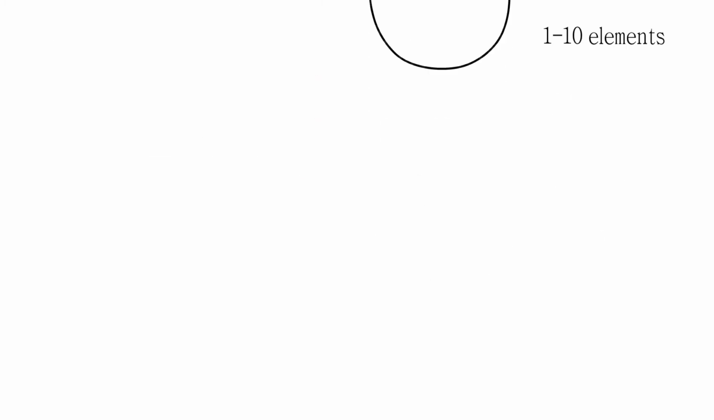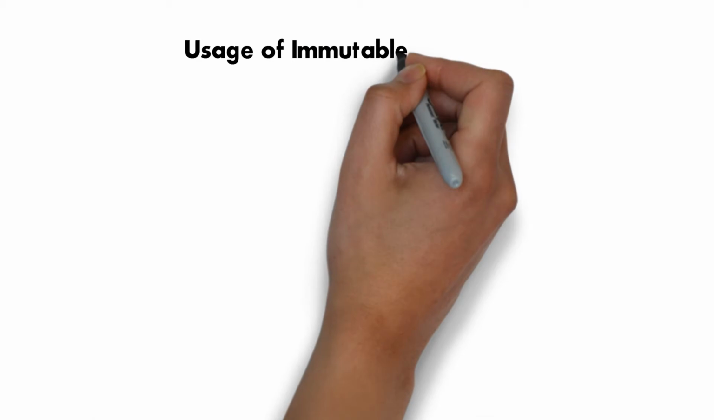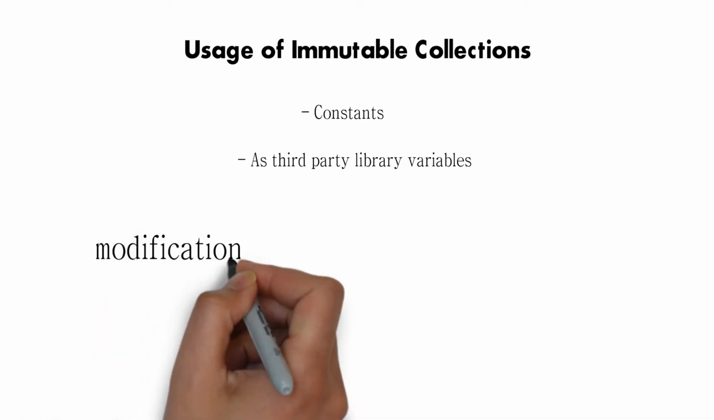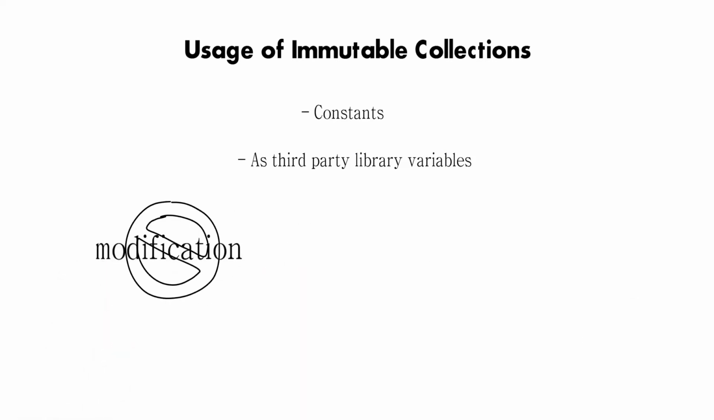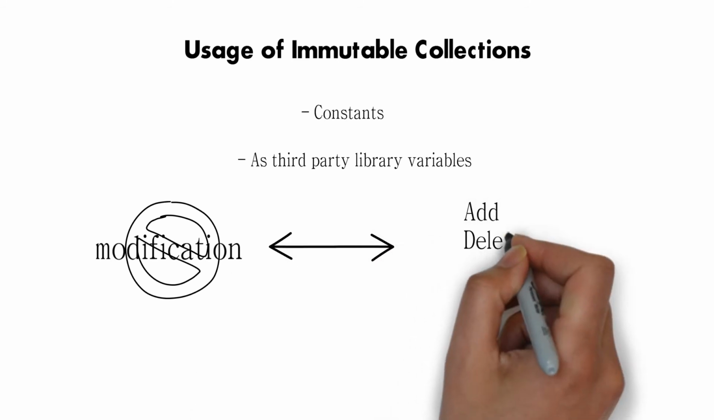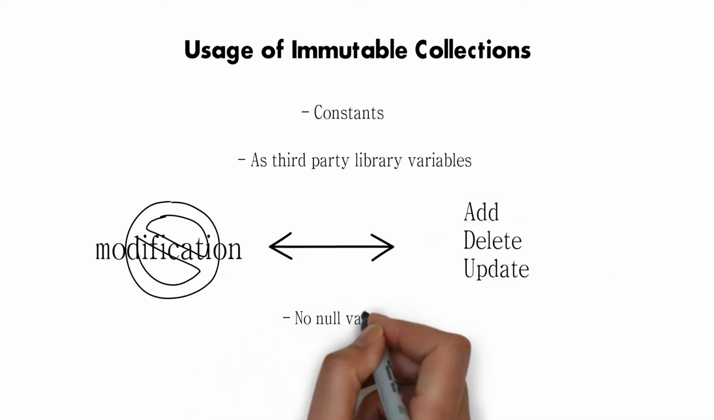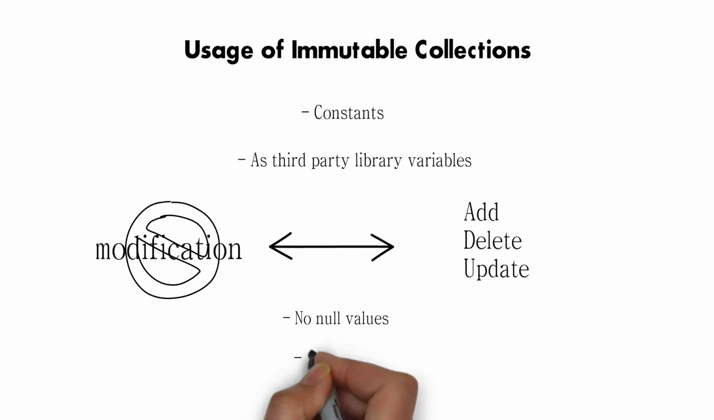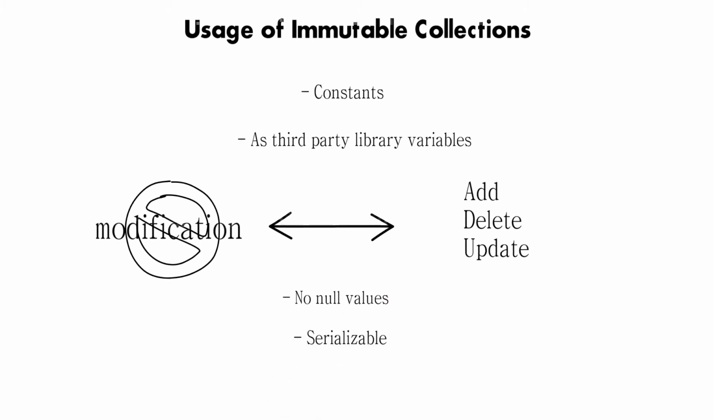Now coming to the usage of immutable collections, they can be used as constants for various purposes. They can be used as third-party libraries, variables where no modifications are allowed. If any sort of modifications such as add, delete are performed, it throws unsupported operation exception. Also, no null values are allowed, and these object variables stored are serializable.